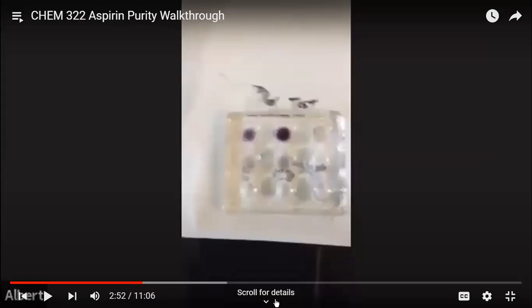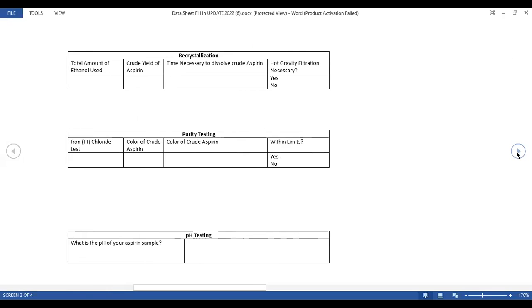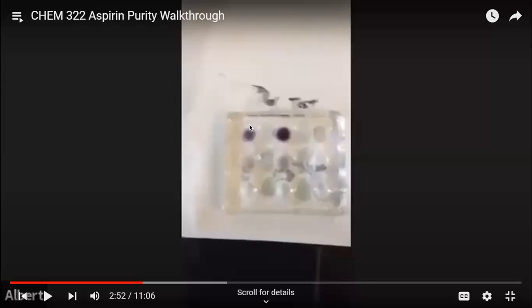That's fine. And then what's the iron chloride test? Okay. So what do I put? Hold up. Let me pull up the data sheet. Is this the data sheet that you're looking at, right? Yeah, that one. For the color of crude aspirin, you can just put yes right here. Where it says iron chloride test, just write yes. And then where it says color of crude, you could say that it's dark purple, right? Because if you look at the color right here, this is the crude compared to the other samples, which are here, here, and here. This is much darker. So you can just say dark purple.